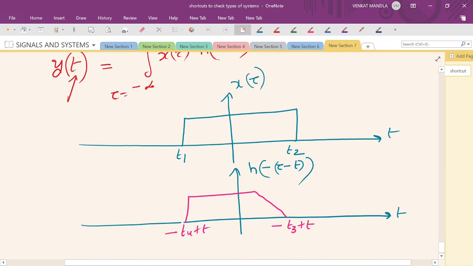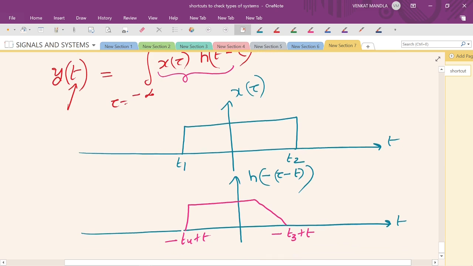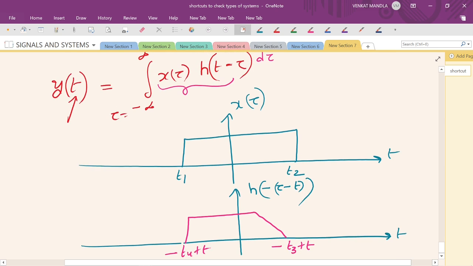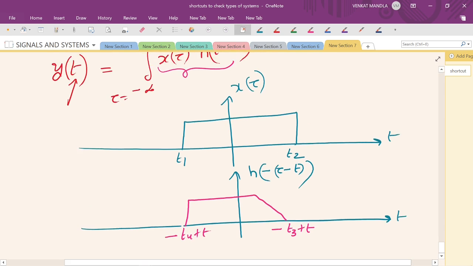So what do I have to do next? The next step is to multiply these two signals. While doing the multiplication, we have to know where this multiplication becomes 0. That is, you get 0 if there is no overlap between these two signals, x of tau and h of t minus tau.